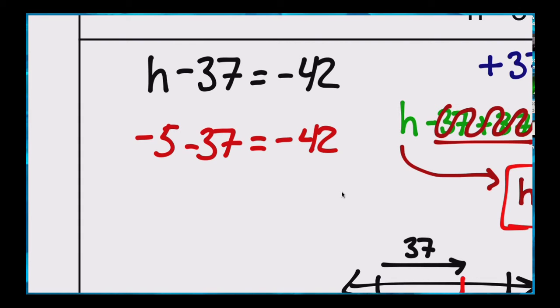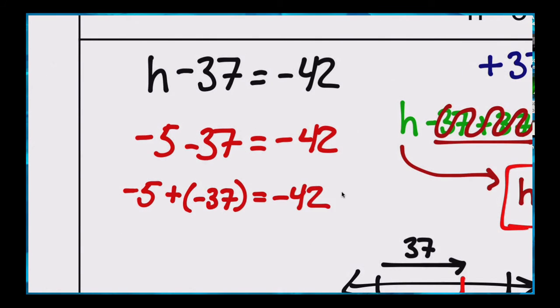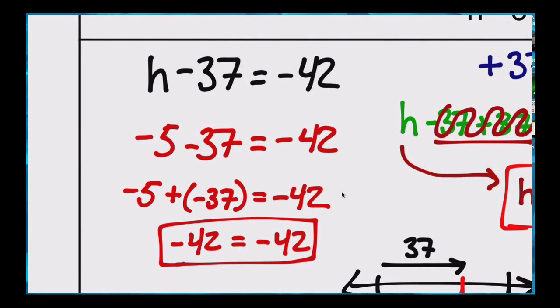Parker. Yeah. All right, this is the same thing as negative 5 plus a negative 37 equals negative 42. Because it's like adding the opposite. And negative 5 plus negative 37 is indeed negative 42. Do they equal each other? They do. So it works.